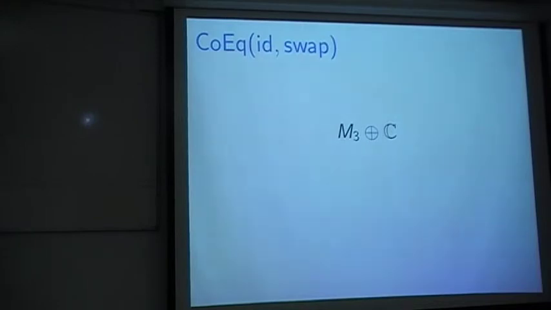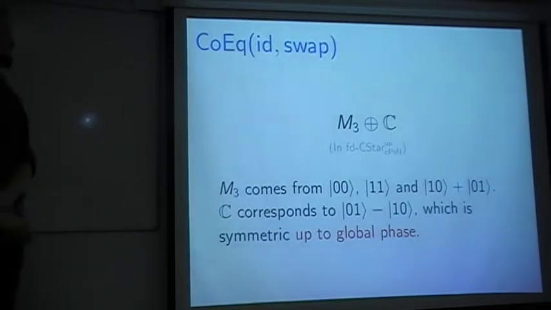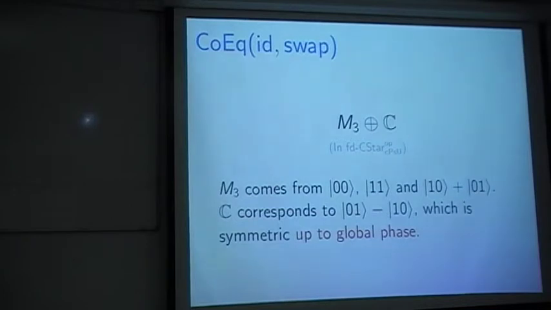Okay, I have to be a bit more precise because co-equalizer in what category? Well, in finite dimensional C-star algebras with the usual maps in the opposite direction, and if you like, that's the same as using Selinger's Q or CPM. And as I said, the left part is the boson, so that's what you might expect first time, and the other one is for the fermions. And you would say, well, is this a symmetric state? Because if you swap it, you get a minus sign. But then you remember that it's the same up to global phase.